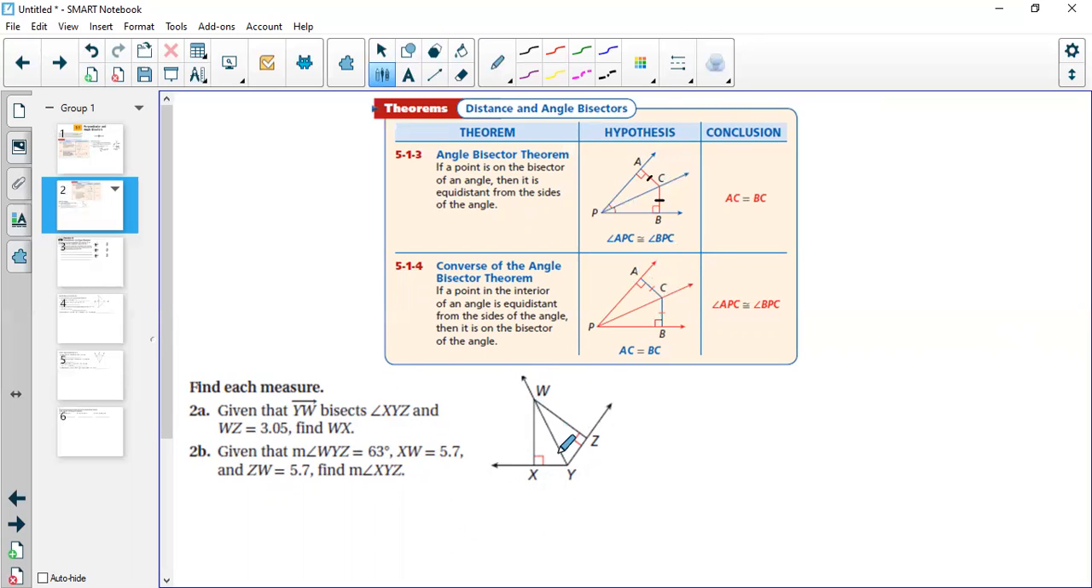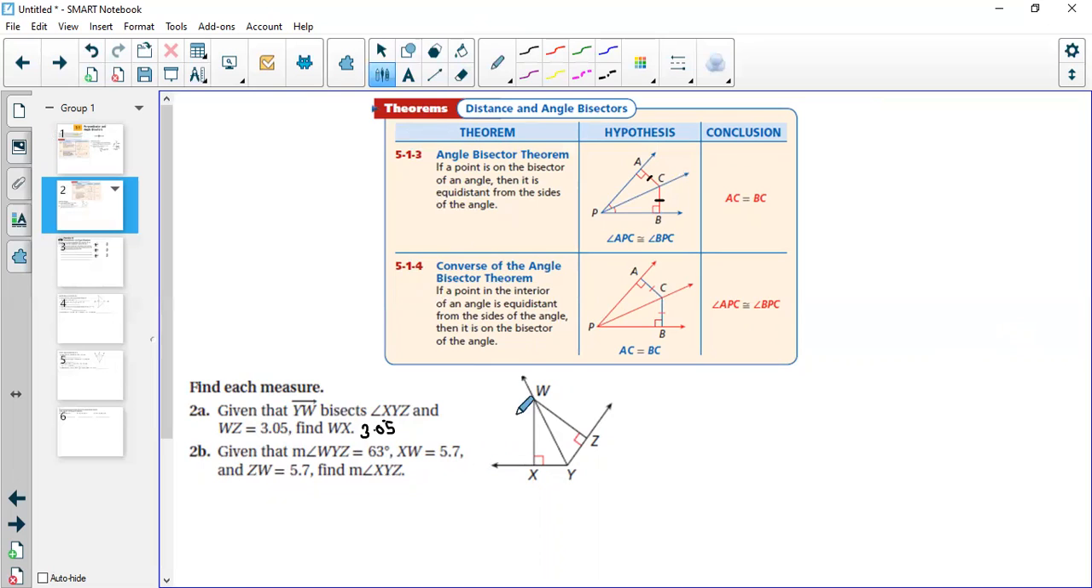Given that YW bisects angle XYZ. So this is an angle bisector because they're talking about angles. And WZ is 3.05. So the length of WZ is 3.05. Find WX. So according to the angle bisector theorem, what does that say? If an angle has been bisected, the distances are going to be equal. So which means WX is also going to be 3.05.